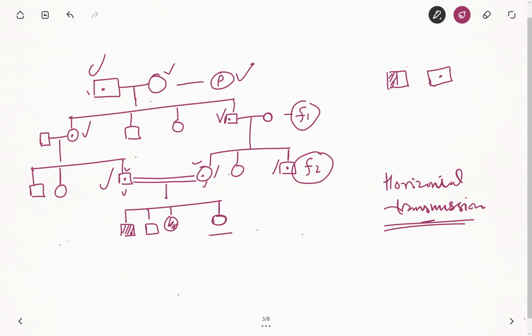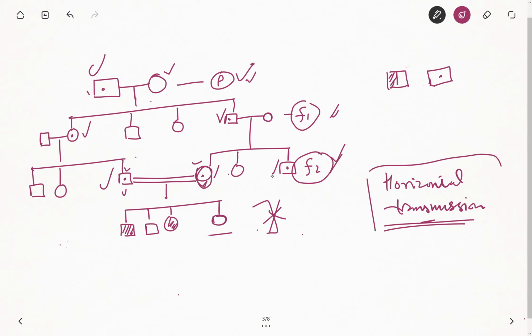So the first feature that you see is skipped generations. We have seen that the parental generation doesn't have an affected individual, F1 doesn't have, F2 doesn't have, but this generation is affected. The second thing is that male and female are equally affected, and the third is that it only happened when both the parents were carriers.